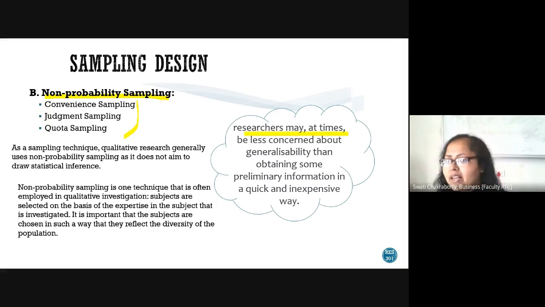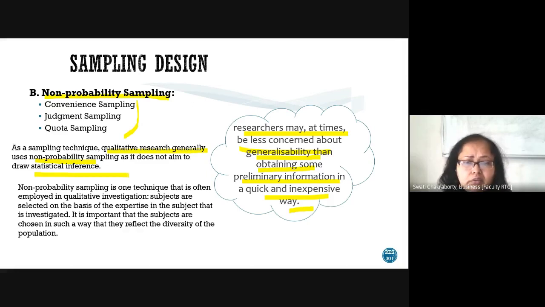Okay. Next is non-probability sampling. These are the three types: convenience sampling, judgment sampling, quota sampling. Researchers may at times be less concerned about generalizability than obtaining some preliminary information in a quick and inexpensive way, right? So qualitative research generally uses non-probability sampling, as it is not done with the aim to draw statistical inference. So it's a technique which is often employed in qualitative investigation.